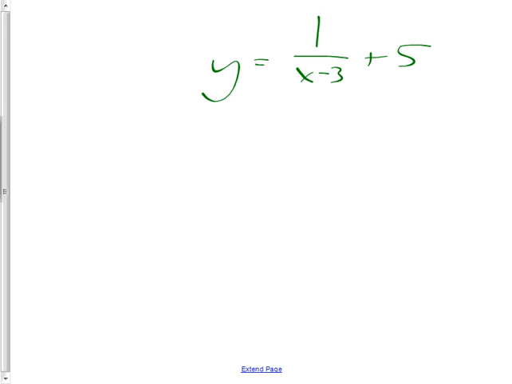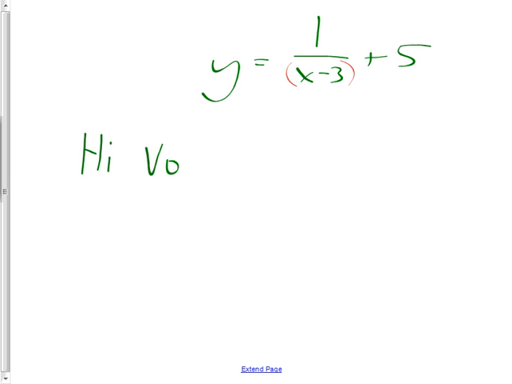The 5 or the 3? The 5. The thing on the outside is going to make it go up. The thing on the inside, it's horizontal on the inside. So that 3 is considered on the inside because it's in the fraction. It's right by the x there.